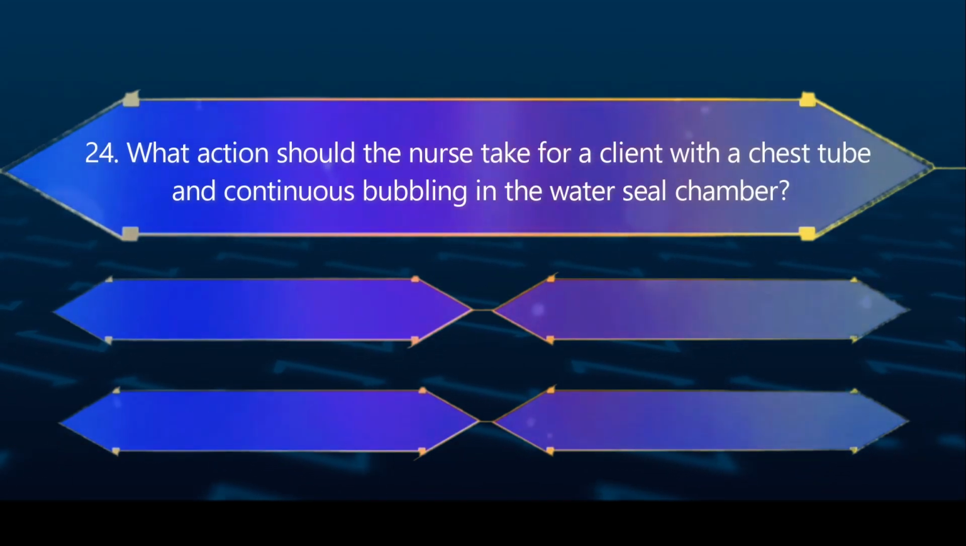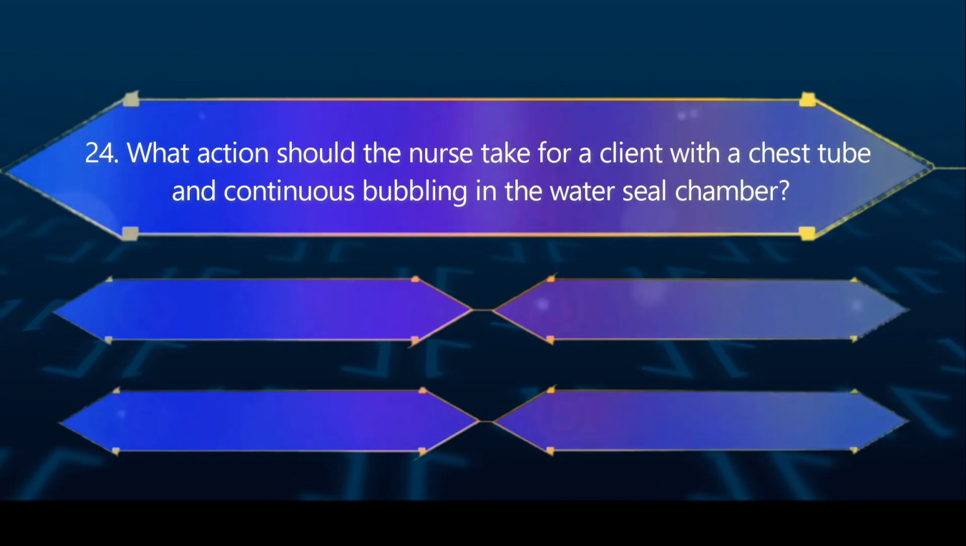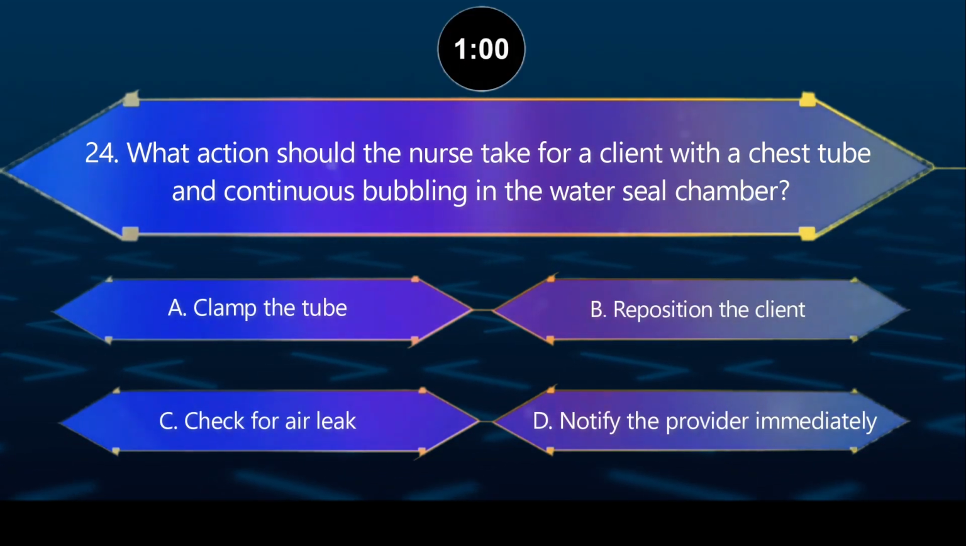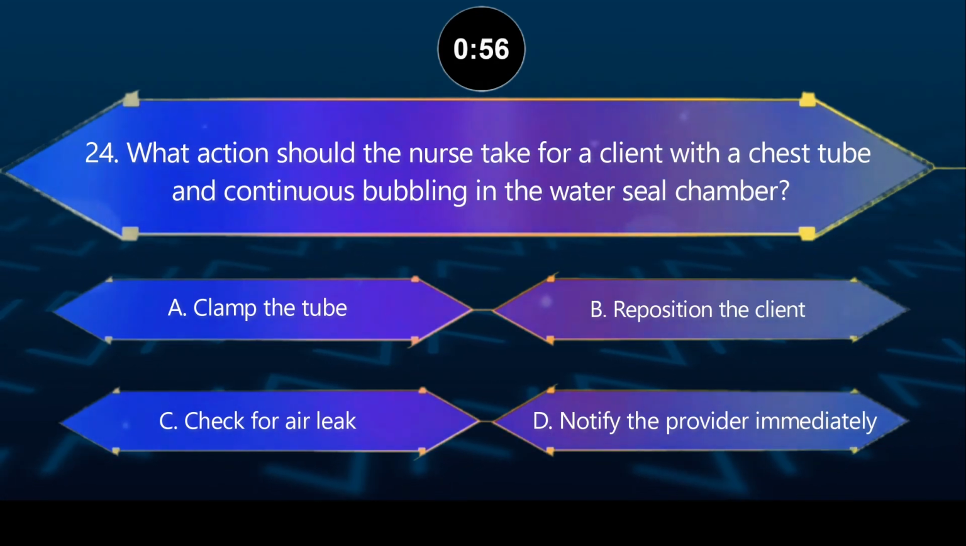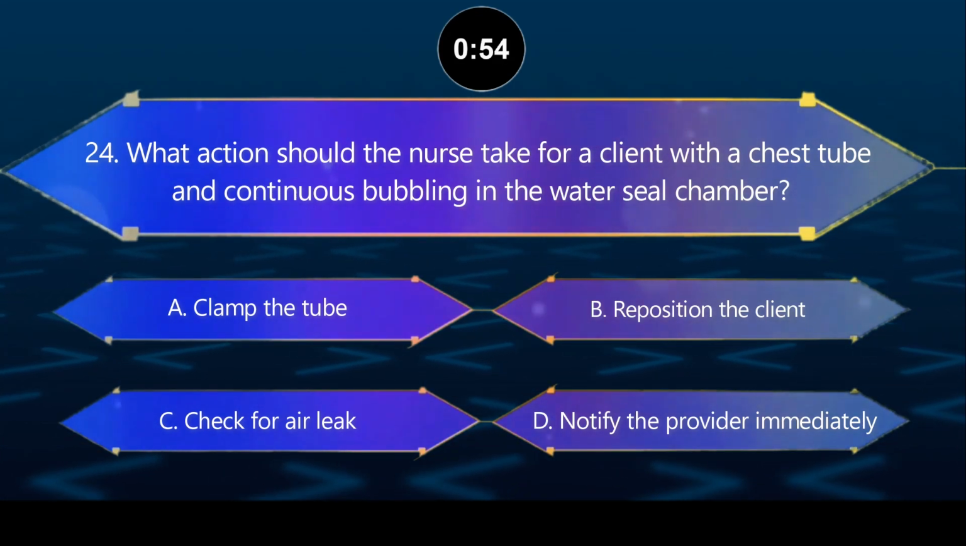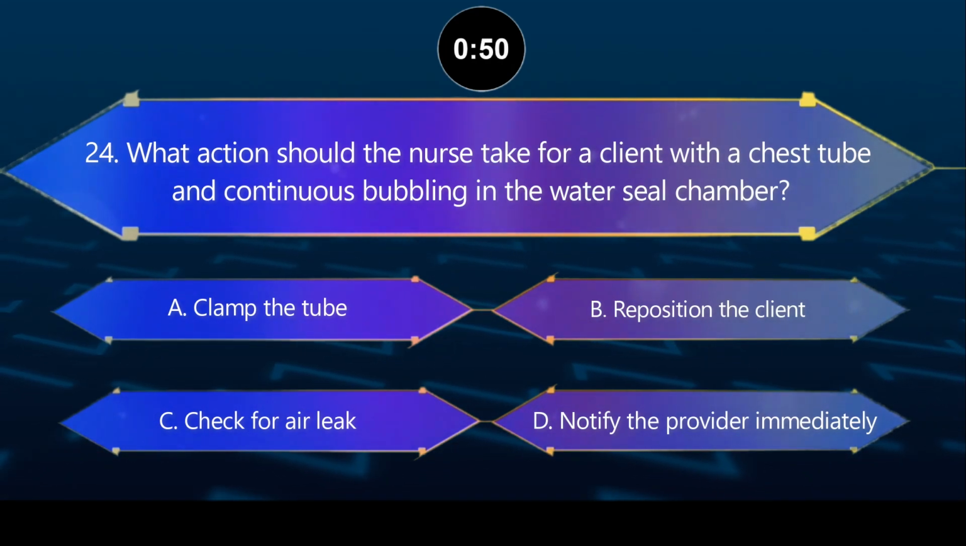24. What action should the nurse take for a client with a chest tube and continuous bubbling in the water seal chamber? A. Clamp the tube. B. Reposition the client. C. Check for air leak. D. Notify the provider immediately.